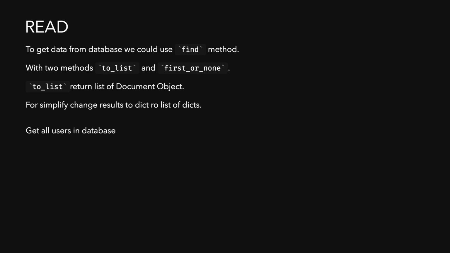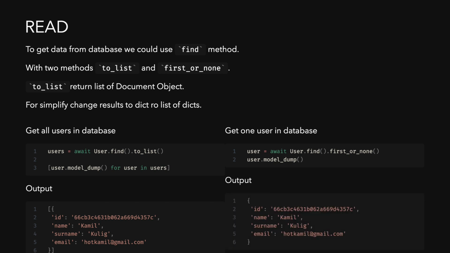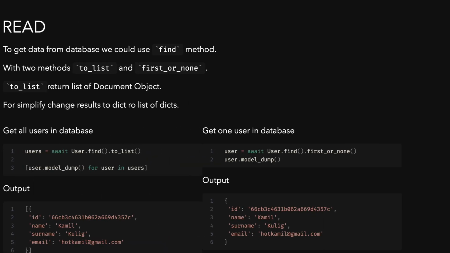How to get all users in the database? We can do find, then to list, and we can dump our data, and we can see we have, whoa, Kamil. For one user, we can use find first or none, and we'll dump it, and we have again Kamil.